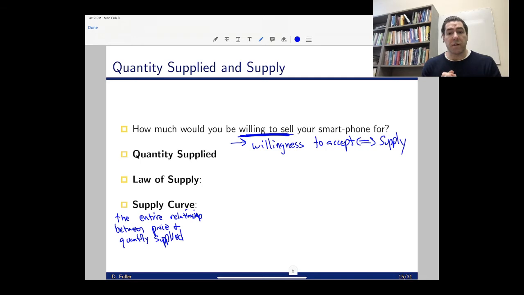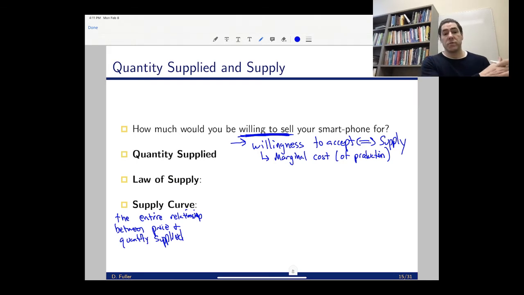All right, so now, what underlies that? What determines my willingness to accept? I'm going to argue it is my marginal cost. Typically, this is going to be of production, right? So let's say I'm making a smartphone. What is my marginal cost of making an additional smartphone? I'm going to argue that that's the price I'm going to be willing to accept, or the lowest price. So why do I make that argument, right?